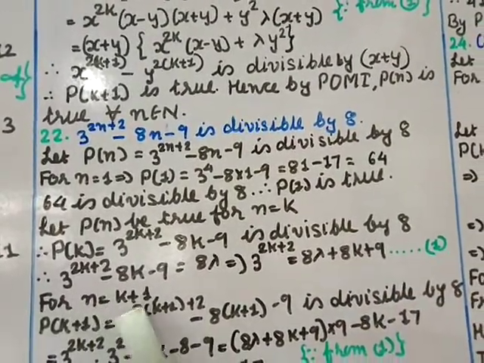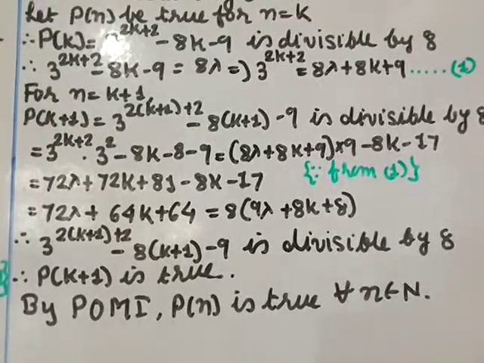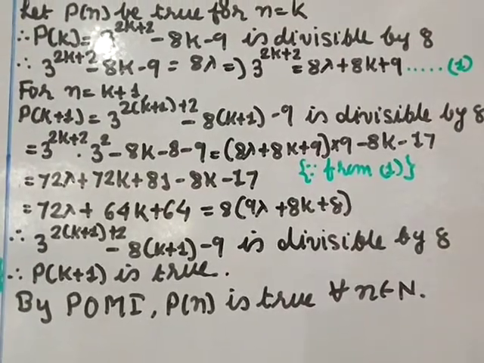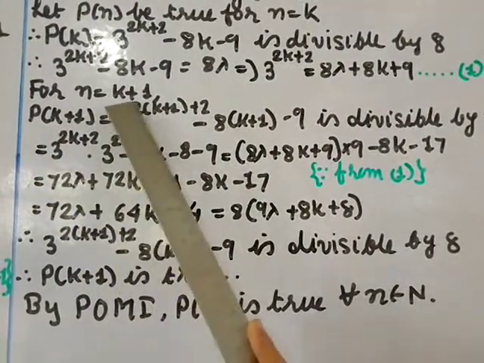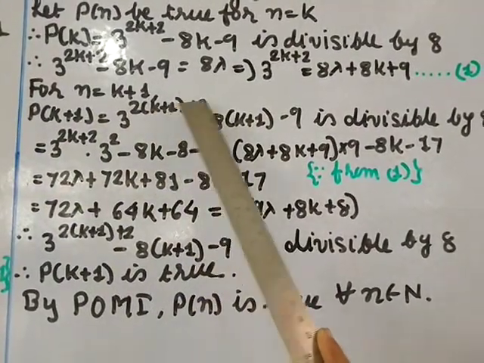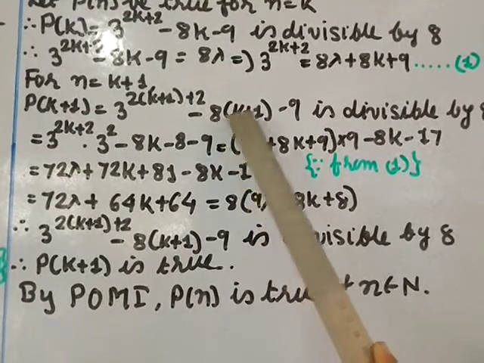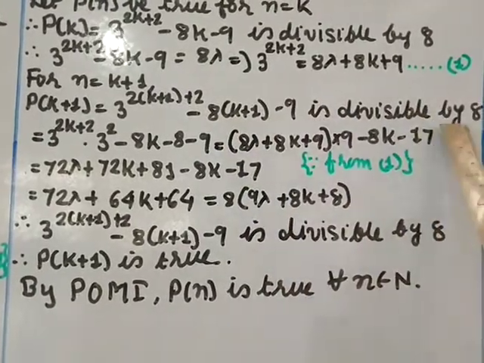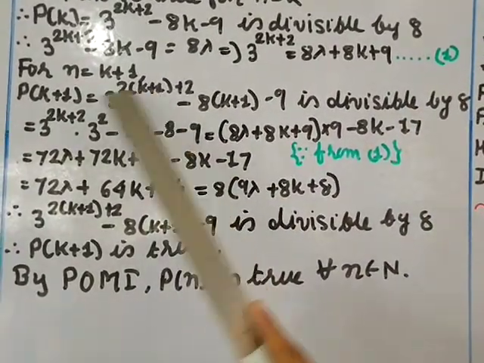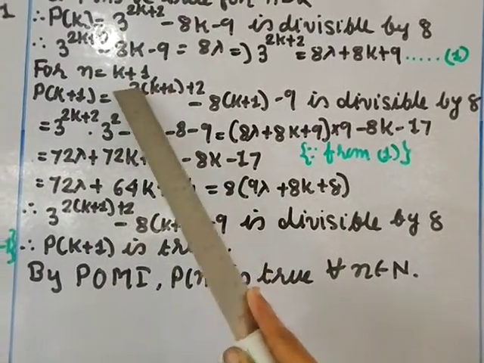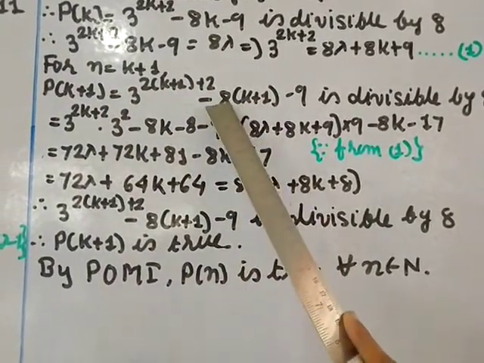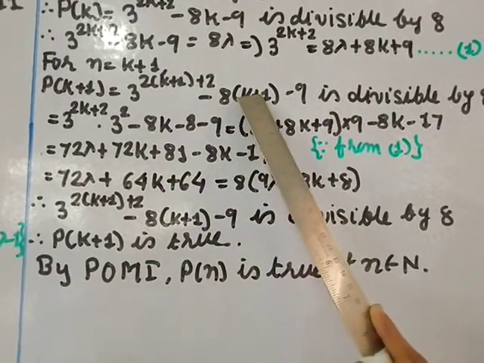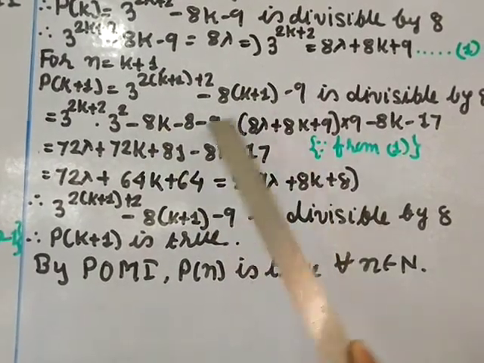For n equal to k plus 1. So wherever there is n, put k plus 1. So 3 power 2 times k plus 1 plus 2, minus 8 times k plus 1, minus 9 is divisible by 8. Multiply 2 inside, so 3 power 2k+2 and 3 power 2 I separated, minus 8 multiplied inside, so 8k plus 8, and minus 9 as it is.